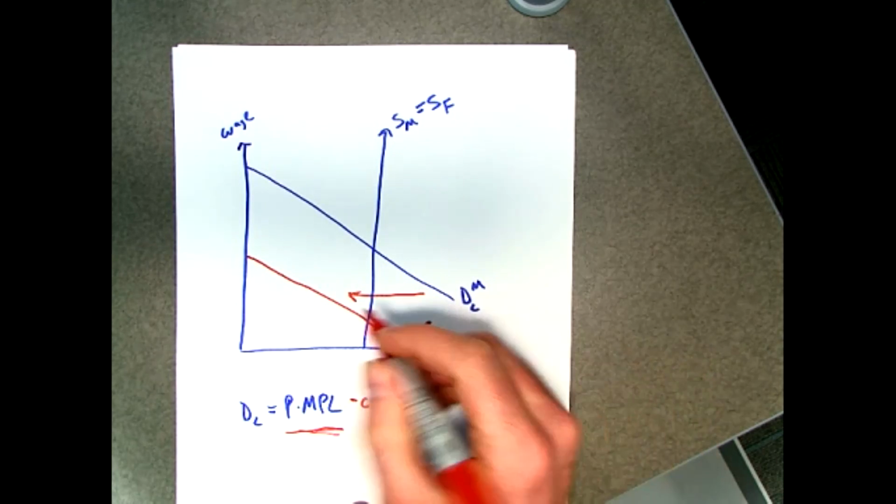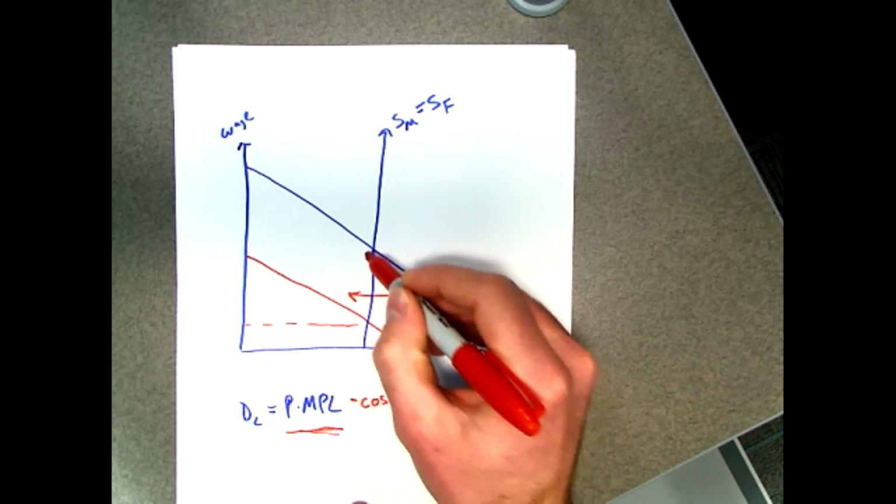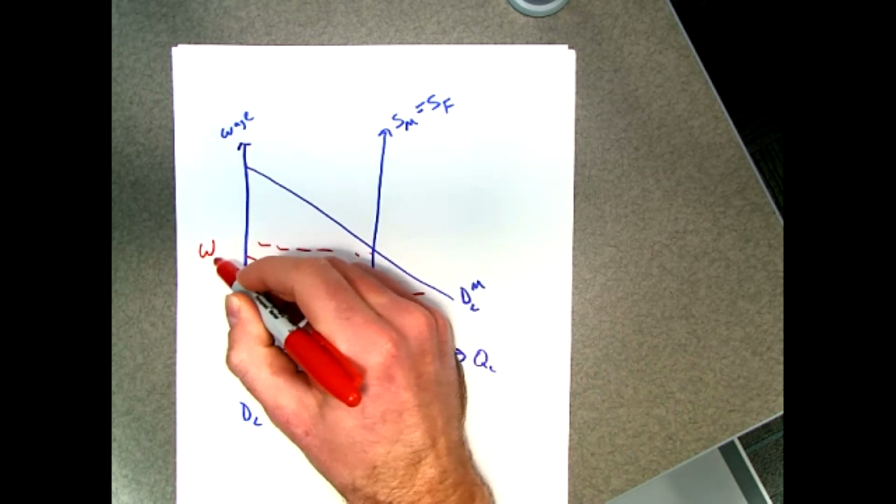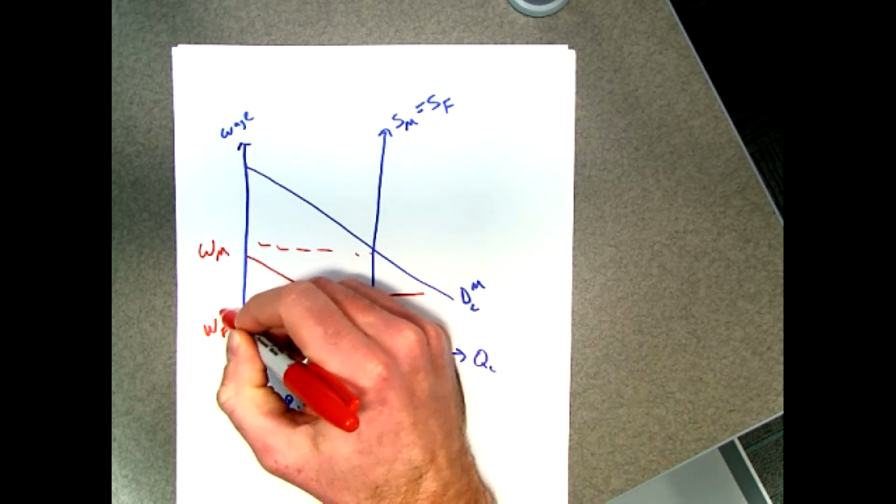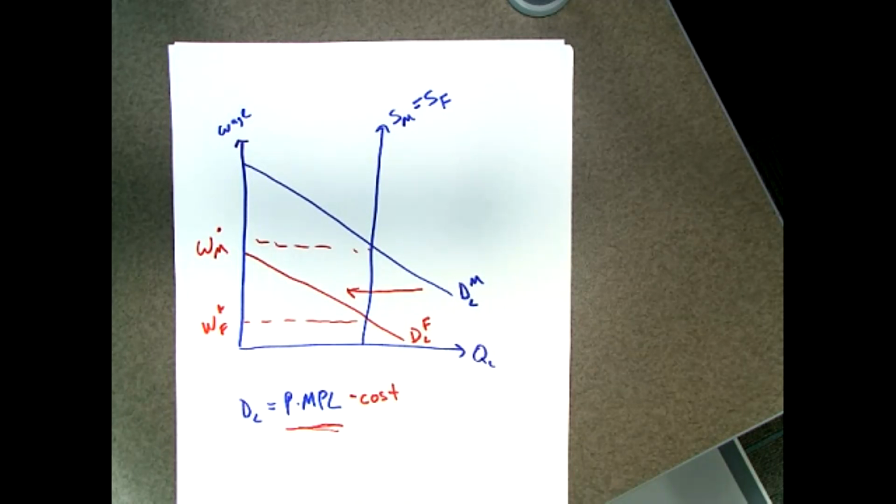So it would decrease our demand curve. And we predict that there would be higher wages for males than females because of that discrimination.